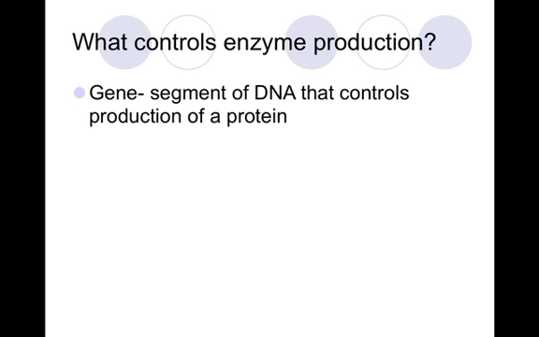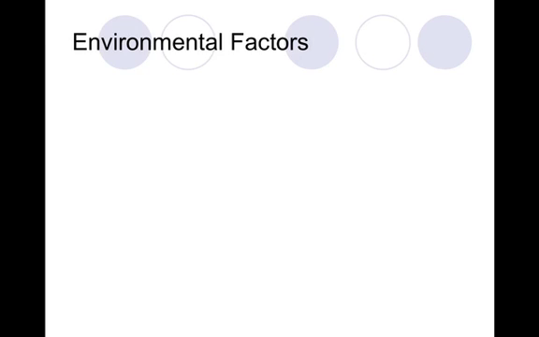So what controls that enzyme production? Number one, your genes do. So this is the genetic component. A gene, again, from our vocabulary terms, is a segment of DNA that controls production of a protein. Cancer can be genetic because these genes are what controls the enzyme production, which controls the cell production.